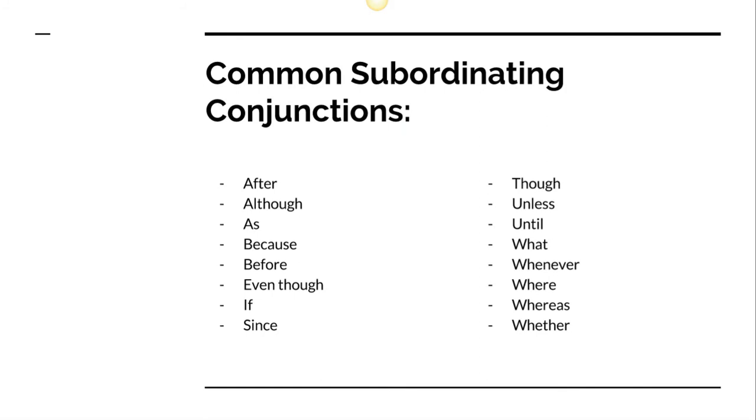I also have a list of common subordinating conjunctions. These, again, will help you to identify whether or not you have a dependent clause. If you can remember this list, you will be able to identify your dependent clauses. The subordinating conjunctions include the words after, although, as, because, before, even though, if, since, though, unless, until, what, whenever, where, whereas, and whether.